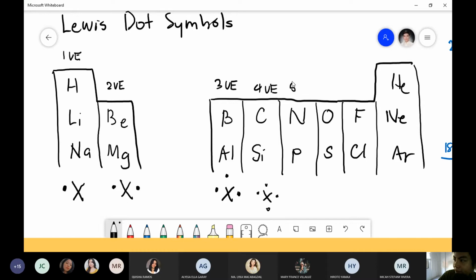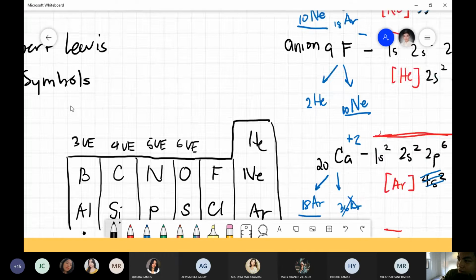This group will have 5 valence electrons. Okay, so isa, dalawa, tatlo, apat. Then the last one should be paired. Okay, so pwede mo ilagay dito, doon. It's up to you, but I want to place it here on top. Okay, and this one will have 6 valence electrons, just like for example, what we have earlier.